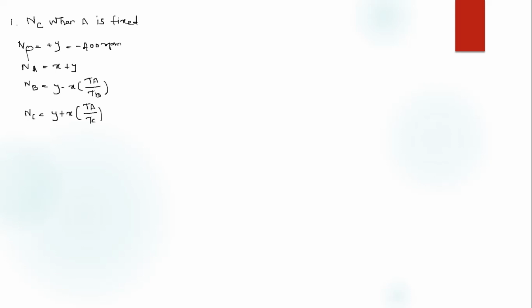Now, find out the speed of N_C when A is fixed, right. So, now we have to take this equation, N_C is equal to y plus x into T_A by T_C, when A is fixed. Here the data are given: T_A is a known value, T_C is a known value, and y is a known value, but x is an unknown value, right.